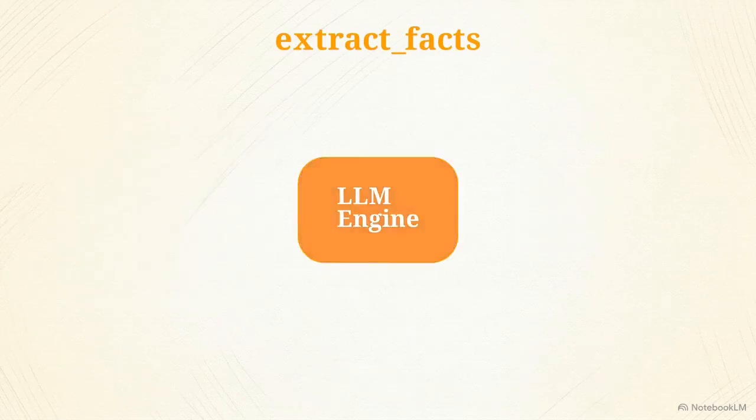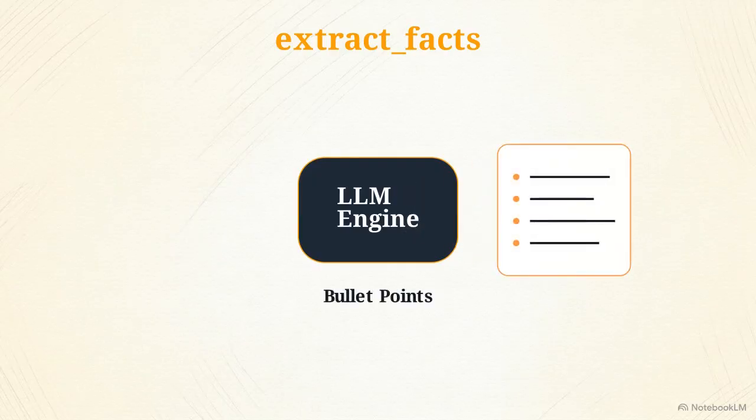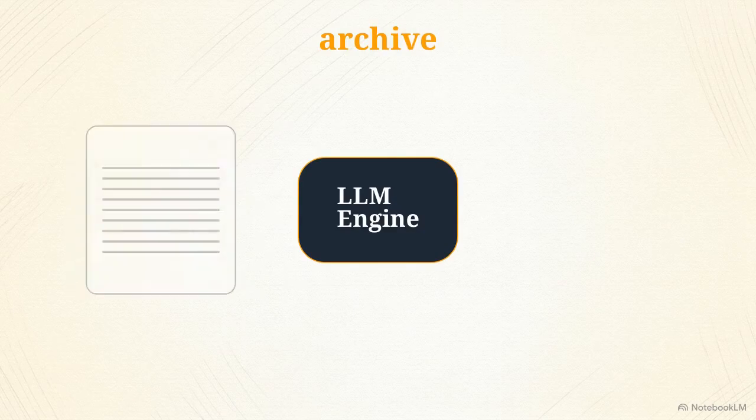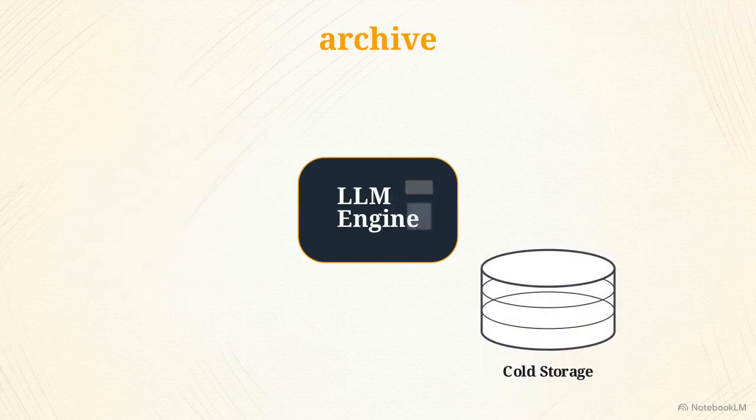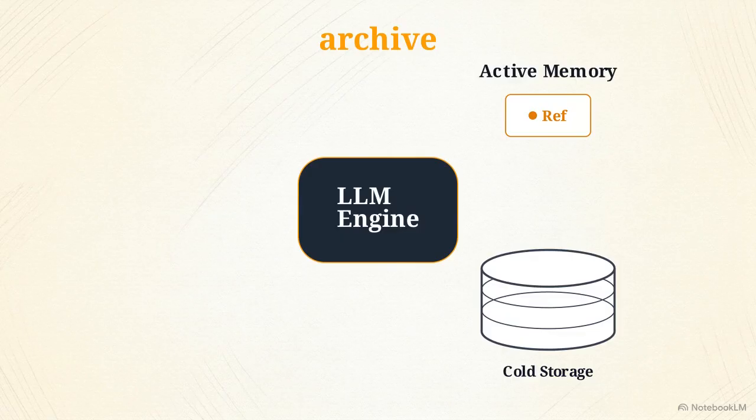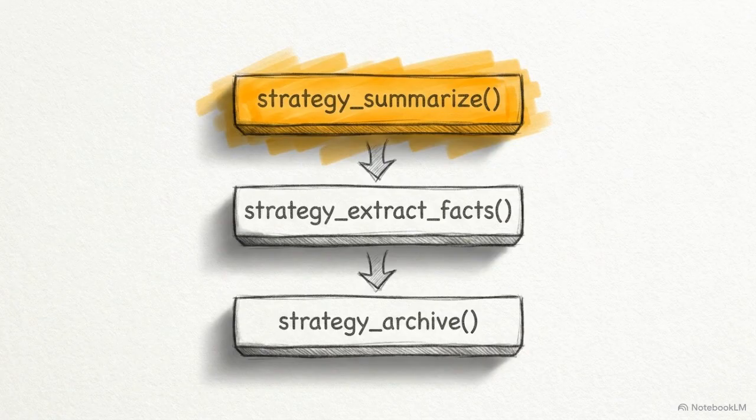The second strategy is extract facts. For verbose tool outputs, the engine forces the LLM to distill them into strict bullet points. The third strategy is archive. It replaces the original entry with a minimal reference pointer, sending the raw content to a cold storage database for later auditing. The engine follows a strict hierarchy of destructiveness when selecting these strategies.